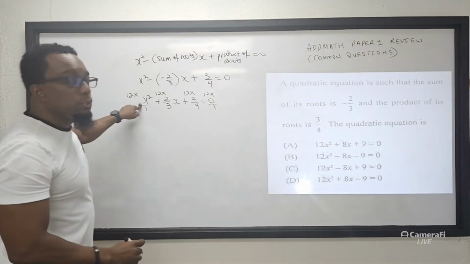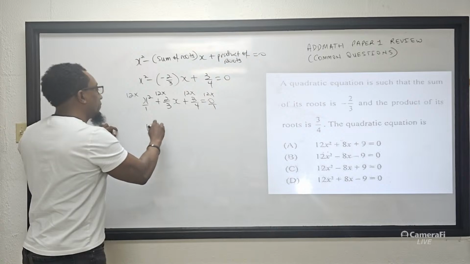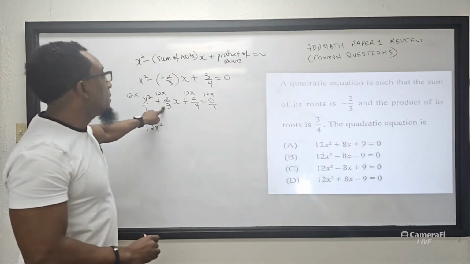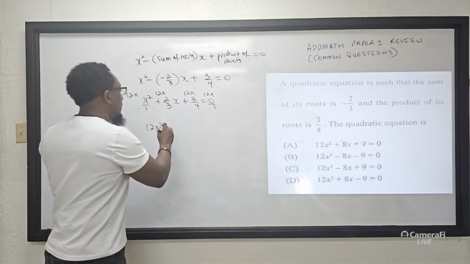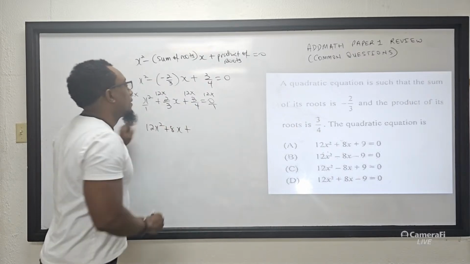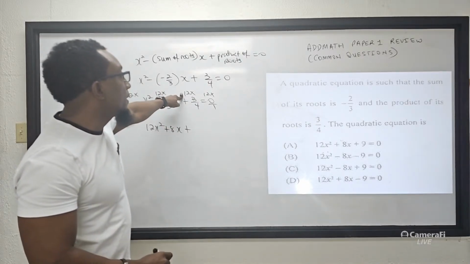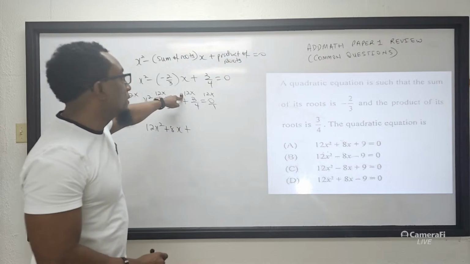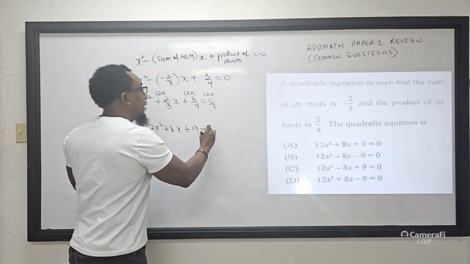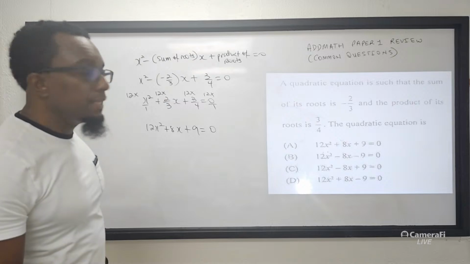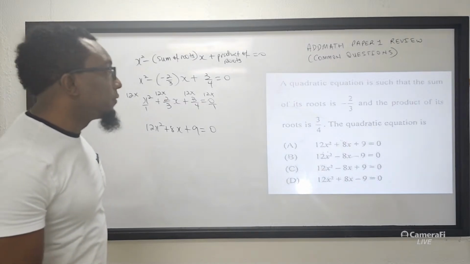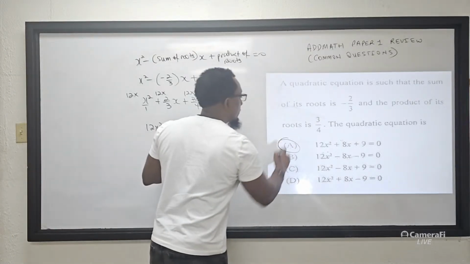So 12 by x squared gives me 12x squared. 12 by 2/3 x: 3 into 12 is 4, 4 by 2x is 8x. 12 by 3/4: 3 into 12 is 4, 3 4s are 12... 3 3s are 9, and 12 by 0 is 0. So we should have 12x squared plus 8x plus 9 is equal to 0, whose answer is E.